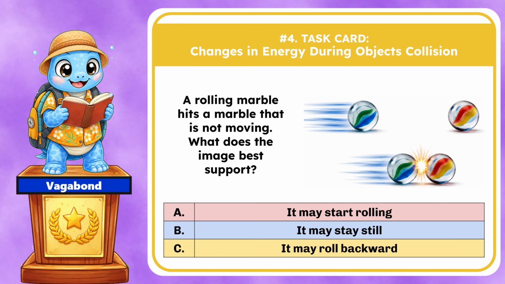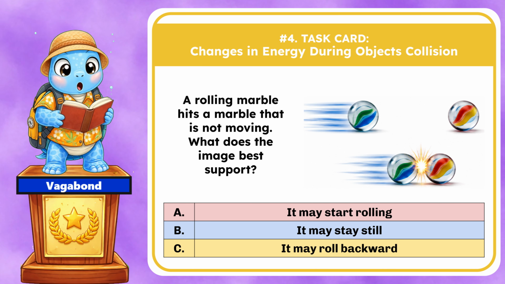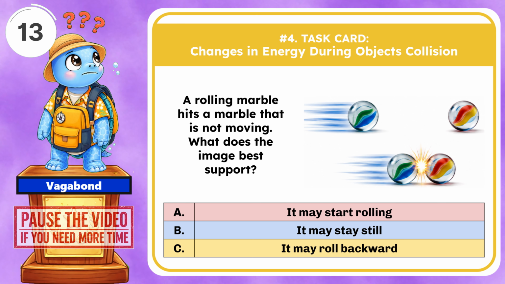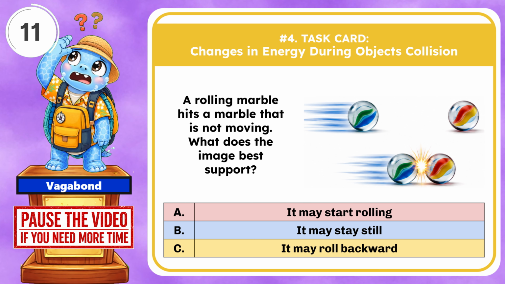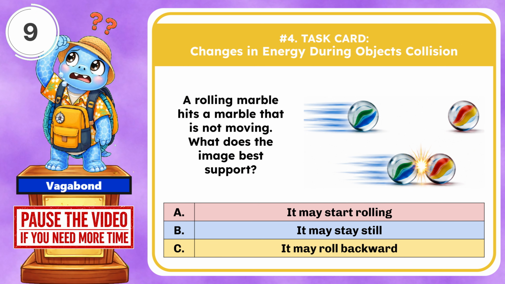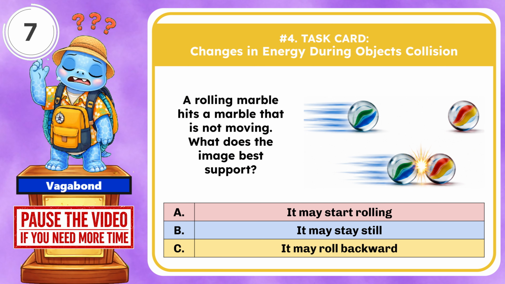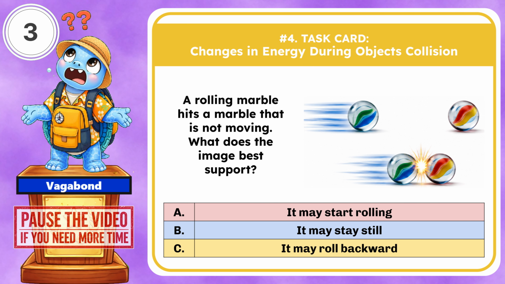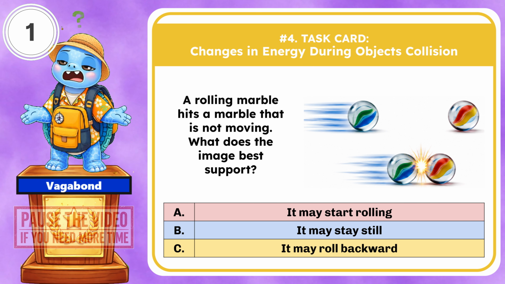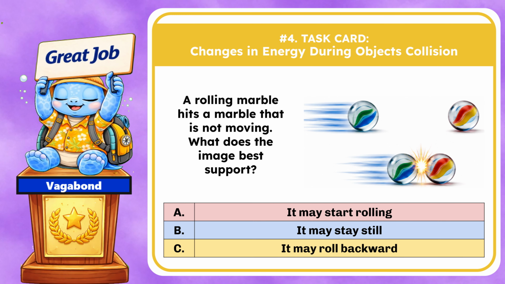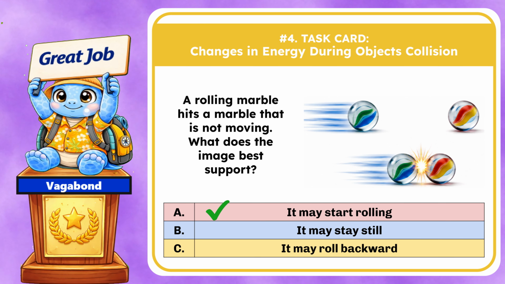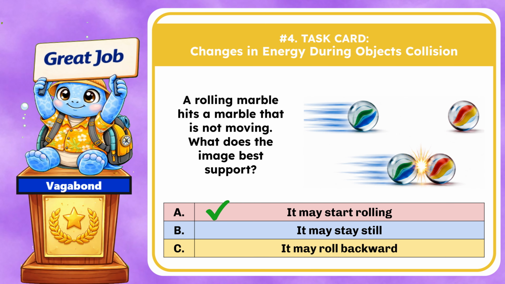A rolling marble hits a marble that is not moving. What does the image best support? The correct answer is letter A. It may start rolling.